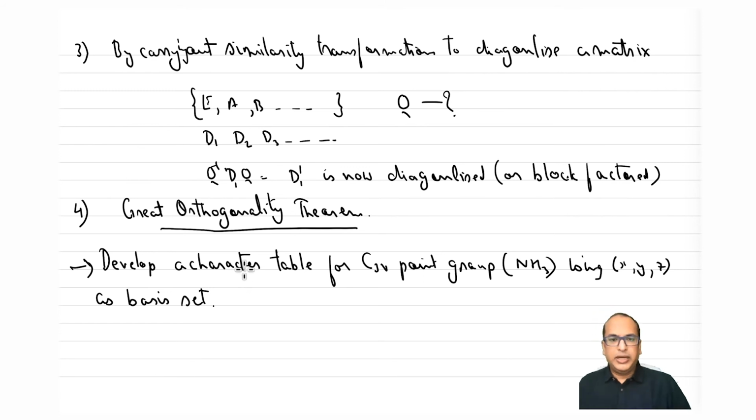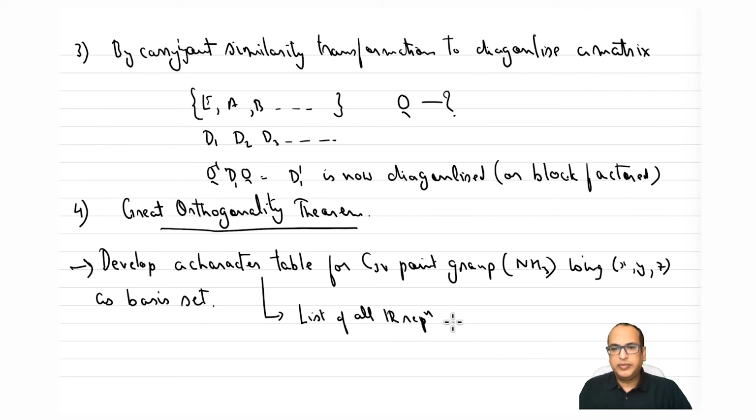Okay, so let us first define what a character table is. A character table is a list of all irreducible representations and corresponding basis sets, and it is called a character table.